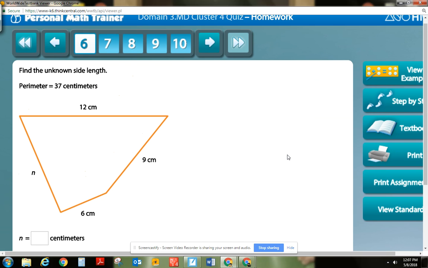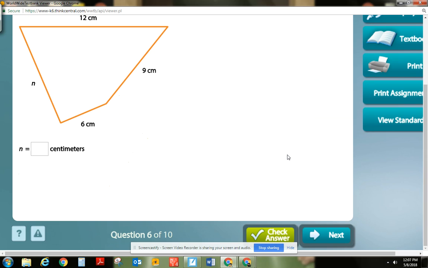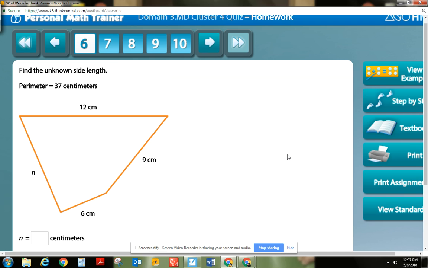Oh, I really like problem number 6. It's a 2-step problem. So we'll keep working on perimeter. These next couple of questions will be about perimeter and area. So I need to find the unknown side, n.